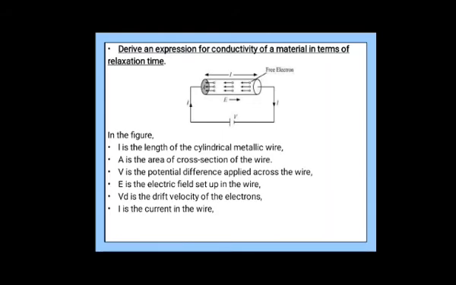So again the same terms which we wrote in the last derivation, no? L is length of the wire, A is area of cross section, V is potential difference, E is electric field, Vd is drift velocity and I is current. To derive this relation, first you take the help of the expression J is equal to sigma E. You want the expression for sigma, that is conductivity. So first you shift the term. Sigma is equal to J by E.